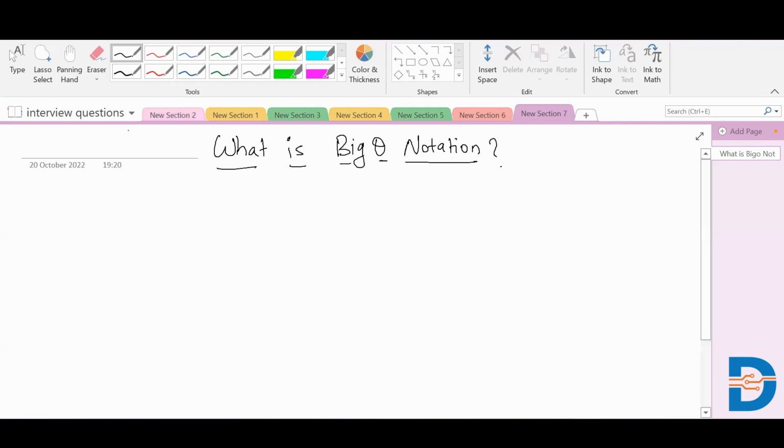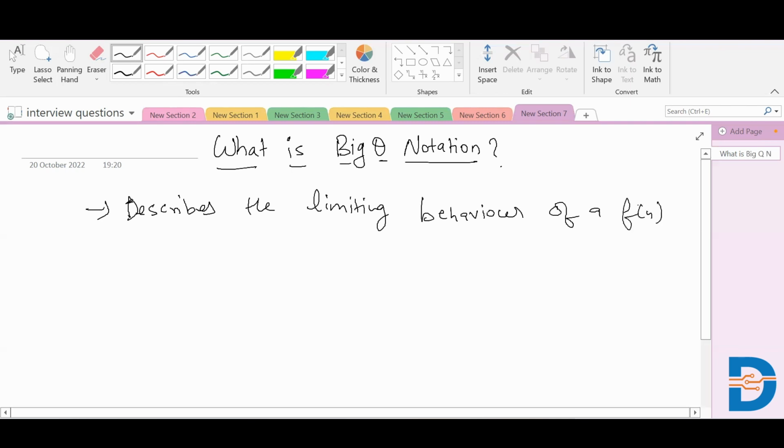So big theta also describes the limiting behavior of a function f(n) when the input tends towards a specific value or infinity.